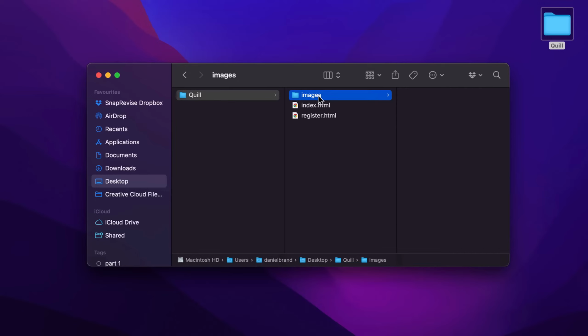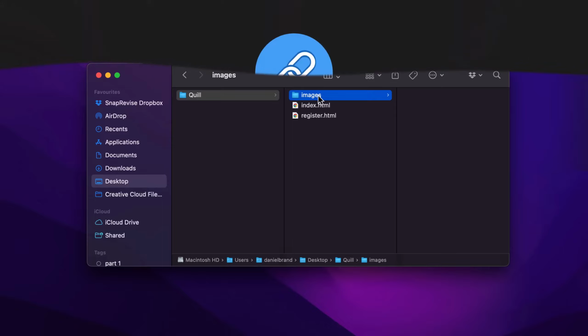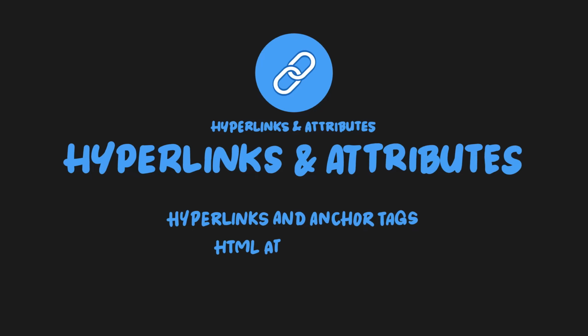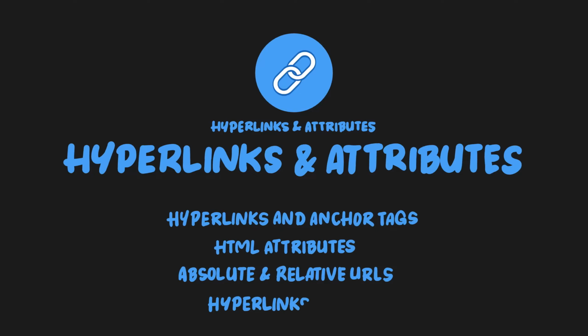And as I said before, as we move through this HTML section of the course, you'll see why the concept of relative file paths is so important. Next up, we'll learn how to connect different web pages and resources using hyperlinks and attributes. We'll be talking about hyperlinks and anchor tags, HTML attributes, absolute and relative URLs, and hyperlinks in lists.